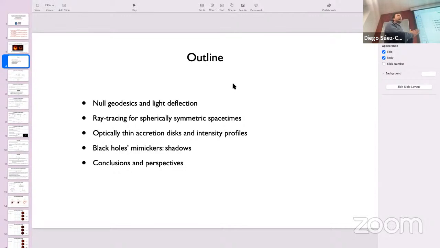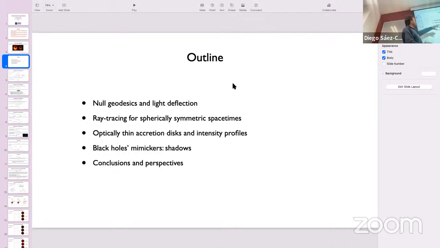This is basically the product of the deflection that the central object induces on this photon that was generated nearby. Then I will explain how we trace all the trajectories of photons that reach our screen, and we focus just on spherically symmetric spacetimes. This is because it's the simplest case, and you can do it very easily.